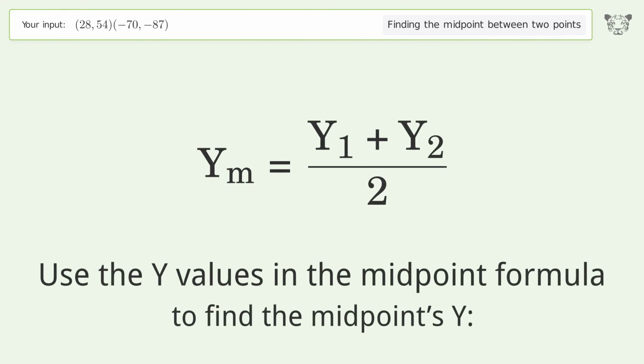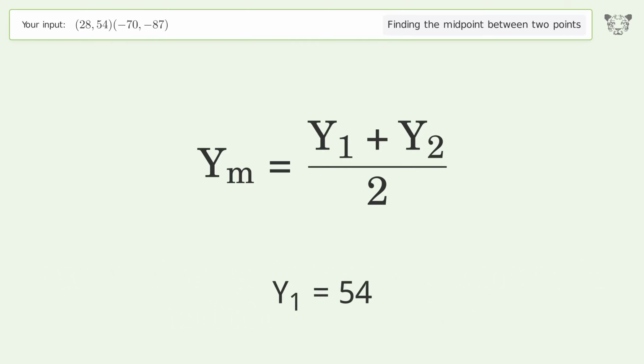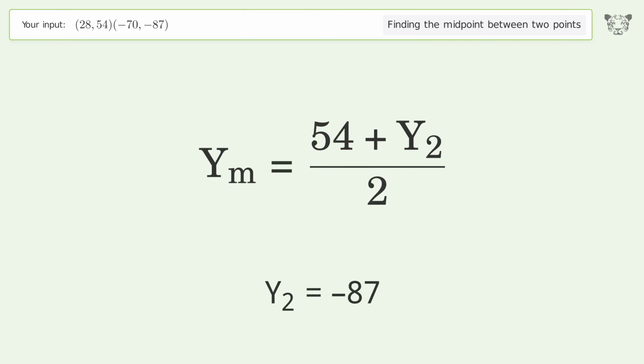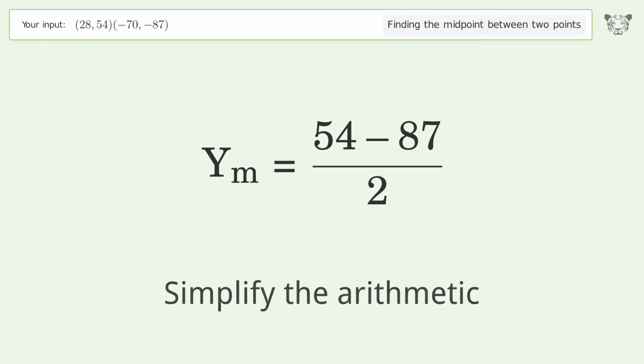Use the y values in the midpoint formula to find the midpoint's y. y1 equals 54. y2 equals -87. Simplify the arithmetic.